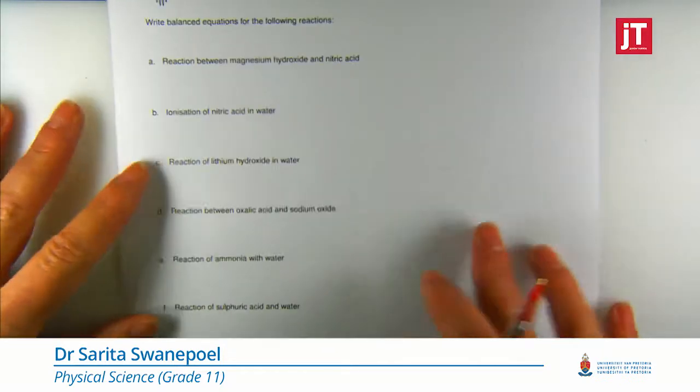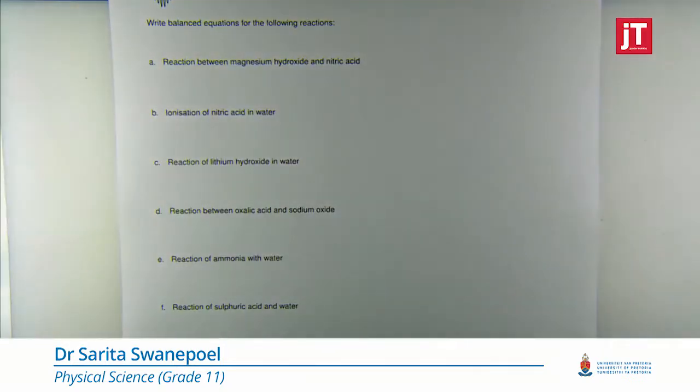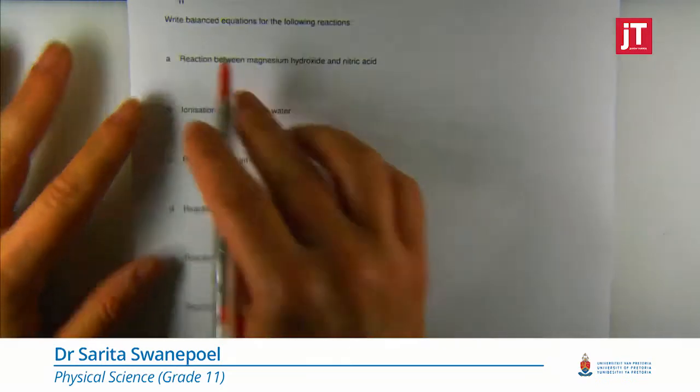Now, I've given you a long list, and this is the last thing we're going to do, right? We're going to write a lot of equations. And now you have to think, what am I doing? Is this a reaction with water? Then it must be ionization or dissociation. Or is this a reaction with a metal, reactive metal, metal oxide, the ones that we did on the first page? You have to distinguish. So let's look at the first one.